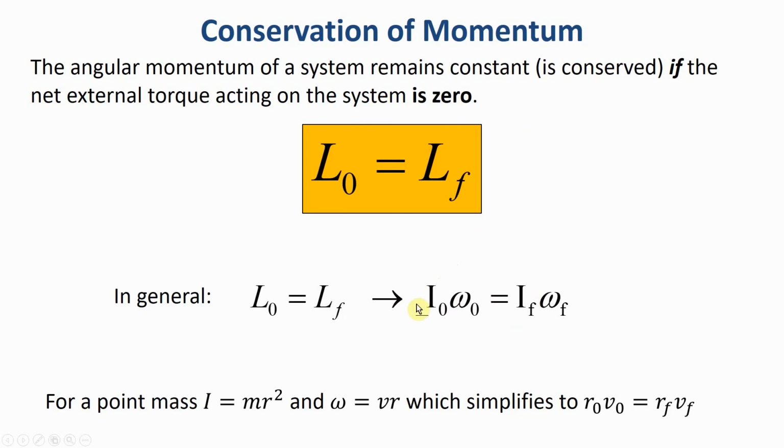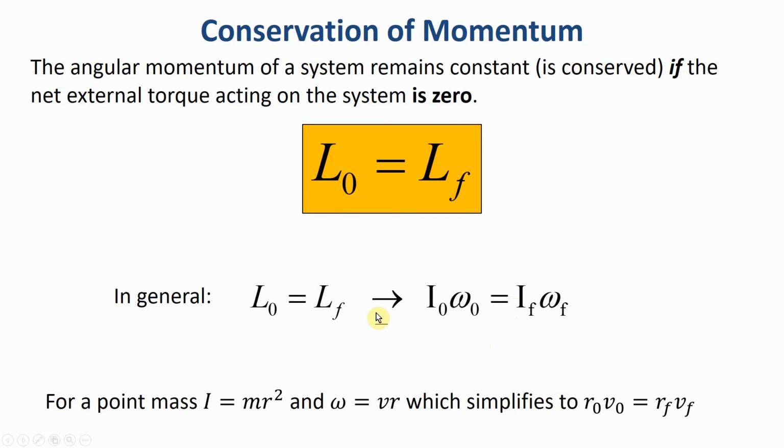Maybe it changes from one shape to another shape. Maybe an object kind of moves around it. So if I've got like a merry-go-round, maybe one of the riders moves from one point to another point. If my I changes, my omega has to change. That's all we're trying to say. So these problems are really easy to spot and not too hard to solve.